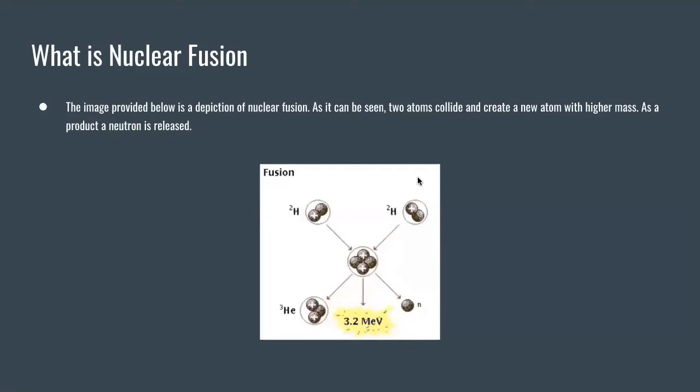The image provided below is a depiction of nuclear fusion. As can be seen, the two atoms are colliding, in this case two hydrogen atoms, and they're creating a new atom with higher mass. In this case, it's a helium atom. It has two protons and one neutron, so it's heavier. And as a product, a neutron is released to balance both sides of the equation.